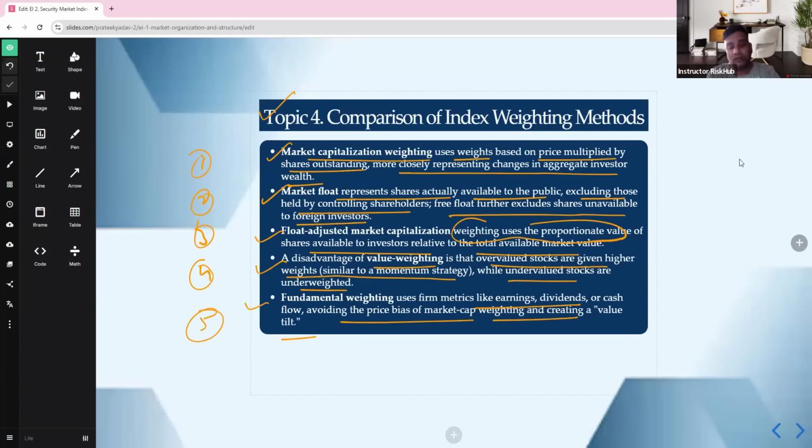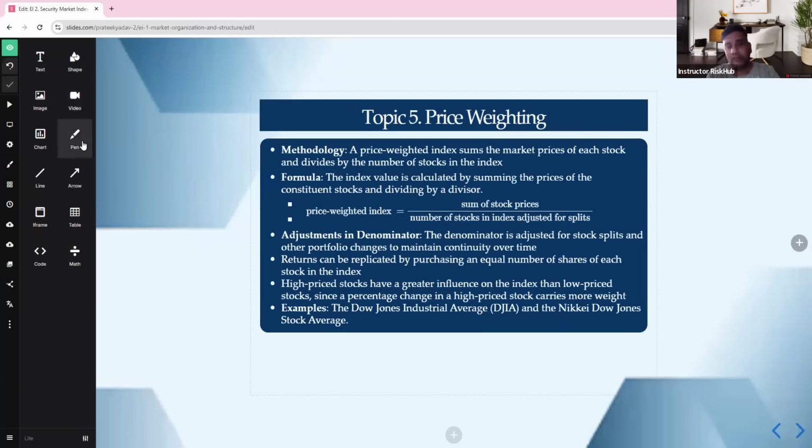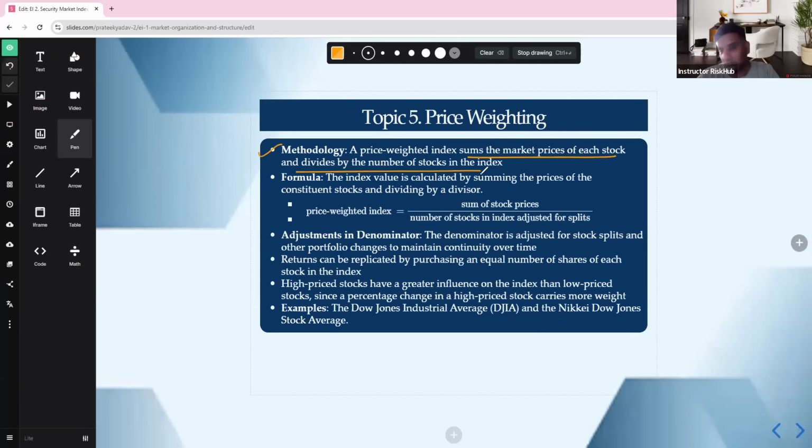Okay. Then as we go ahead, we go into price weighing. Looking at the methodology, a price weighted index sums the market price of each stock and divides by the number of stocks in the index. The formula is the sum of stock prices divided by the number of stocks in the index. Please understand that there are adjustments in the denominator, which is the divisor, used when stocks split, or for mergers or opposite changes. If a stock splits, its price halves. Without a divisor change, the index falls artificially. So adjust the divisor to keep the index stable. The rule here is that the divisor ensures continuity, not economics.